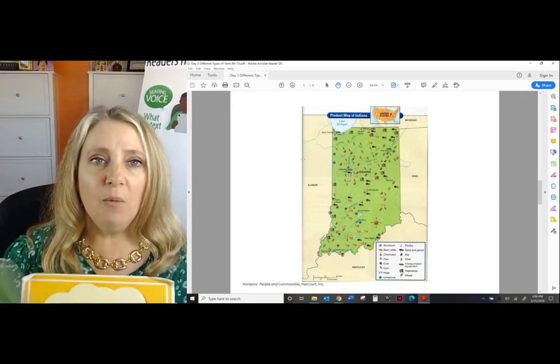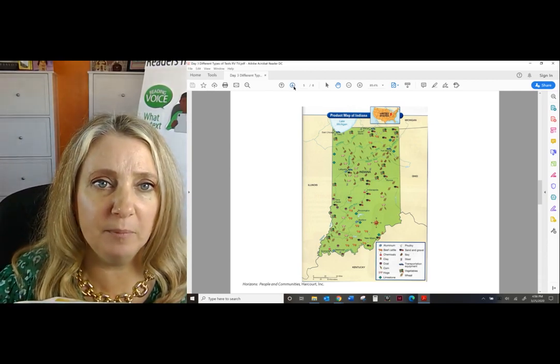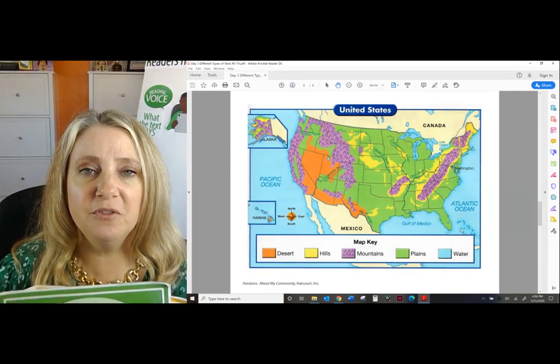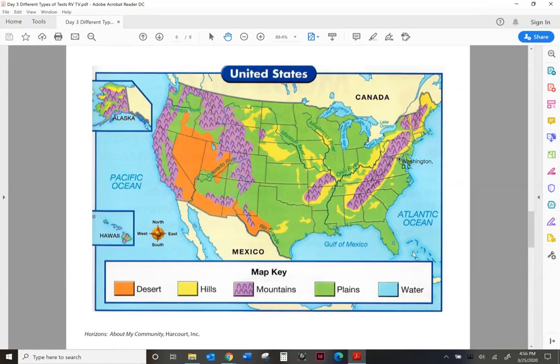So now I want you to try it, but let's look at a different map. Let's look at a map of the United States. So if we look at this, I'll be the reading voice. We have the United States, Canada's up here. We've got Mexico down below, Pacific Ocean, Gulf of Mexico, Atlantic Ocean. We've got Alaska over here in a cutout, Hawaii over here in a cutout, and the map key. The desert, the hills, the mountains, the plains, the water.